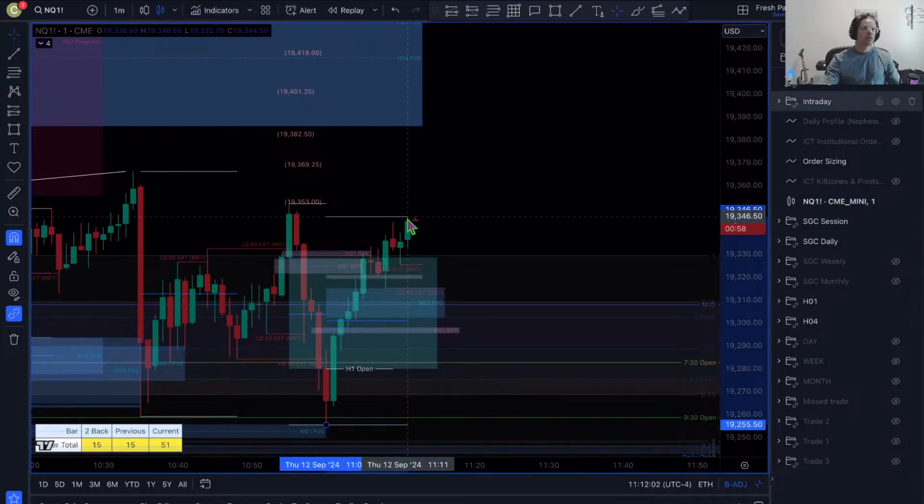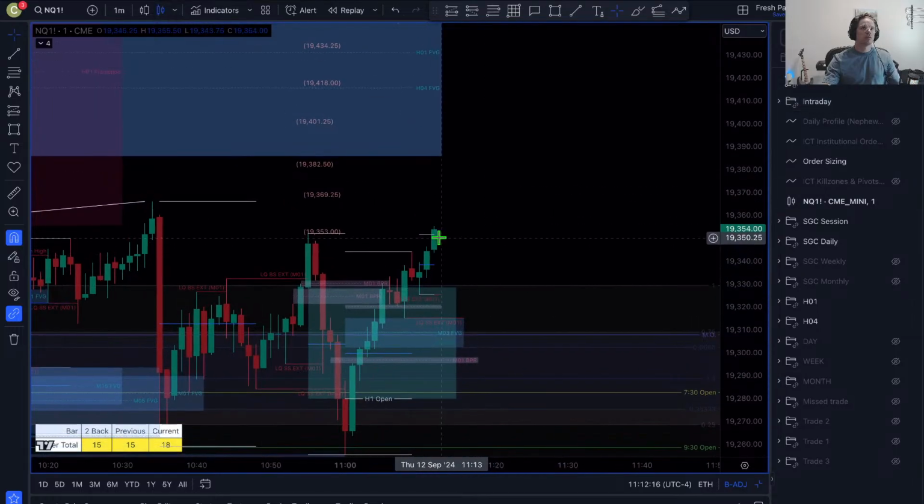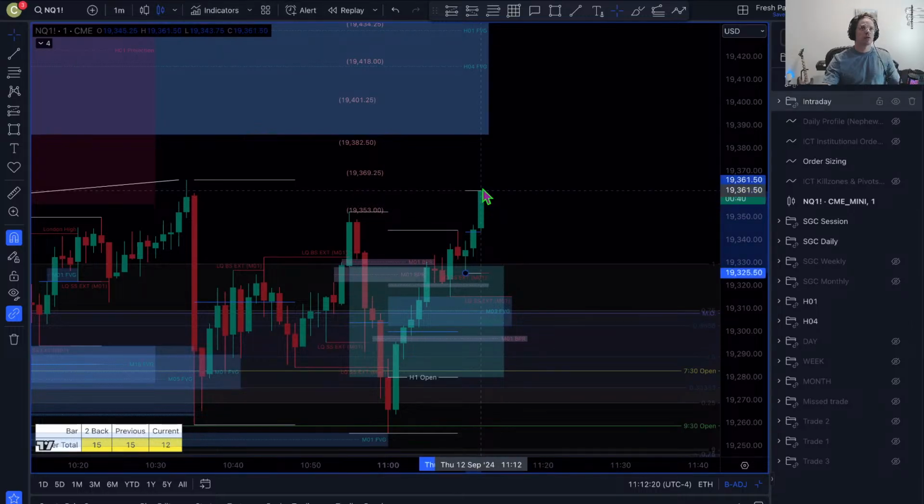So unless we create a fair value gap up here, I'm still not considering this impulse. Now, if we charge through there, I would give that impulse as well. It looks like maybe that's what we're gonna do. So this, yep, this is looking like impulse.